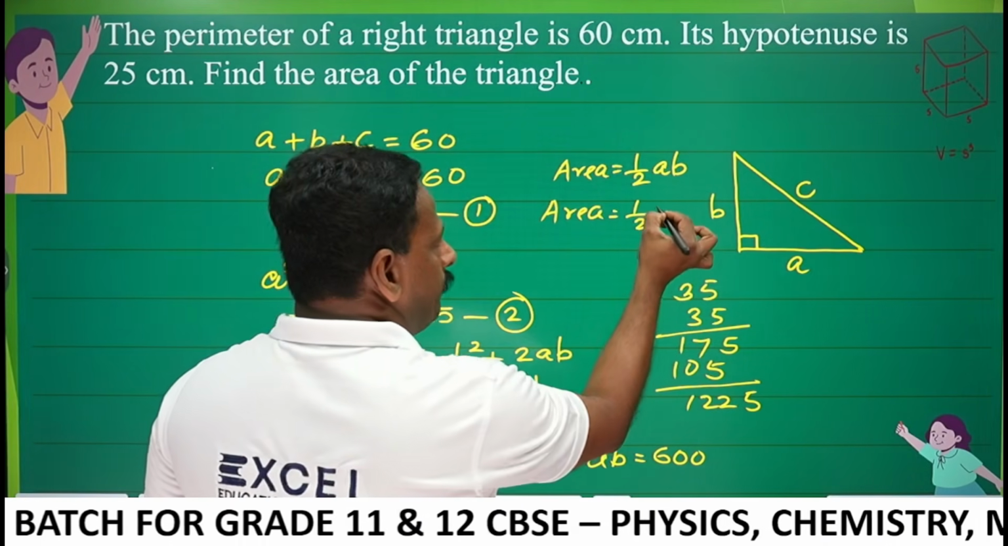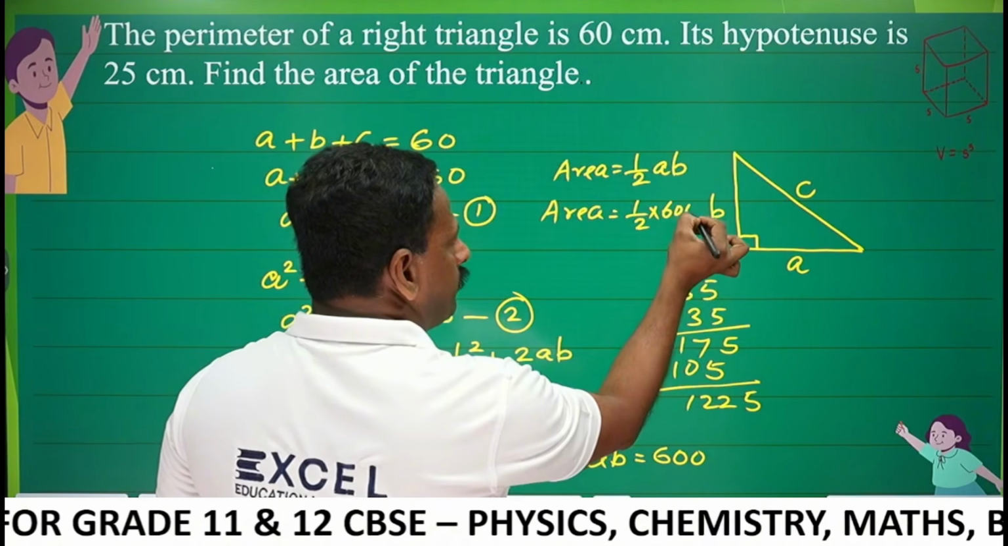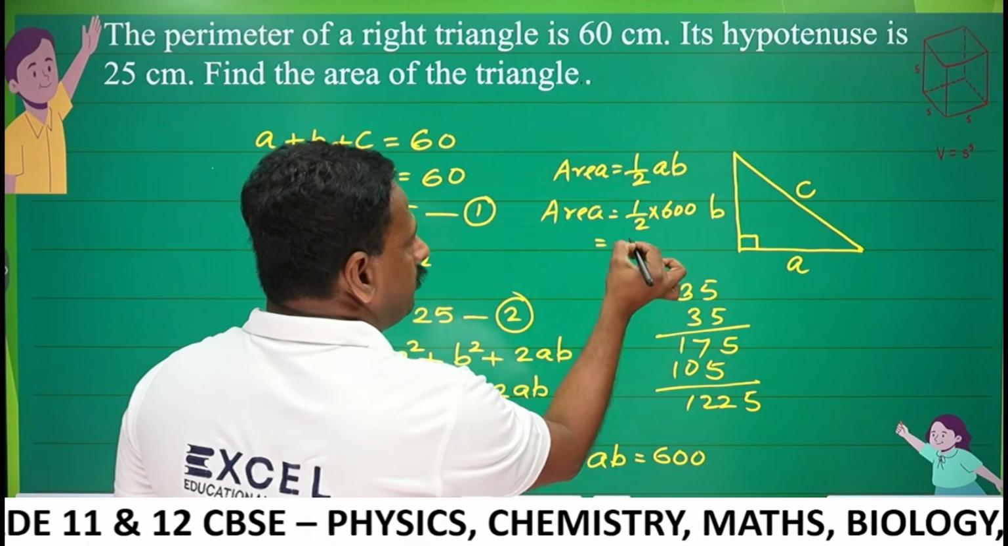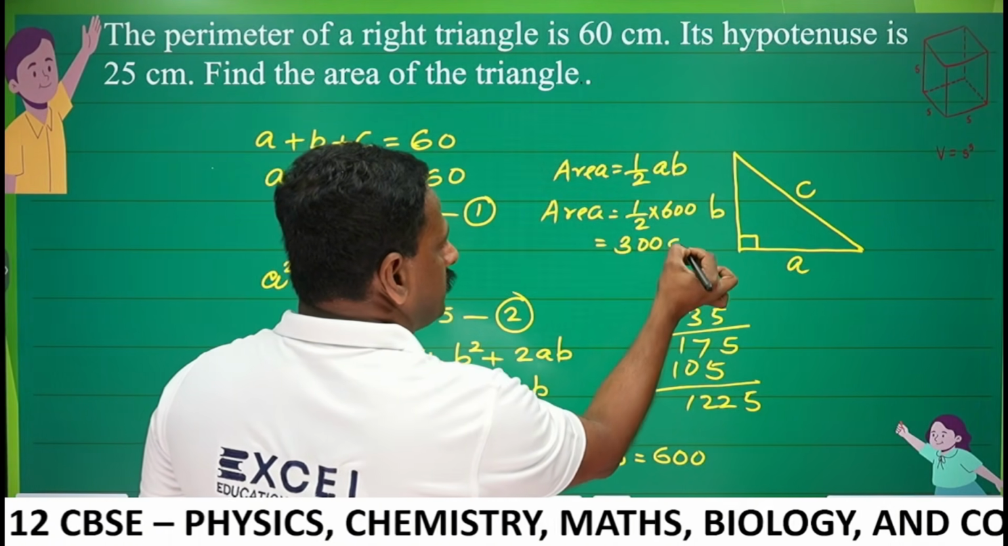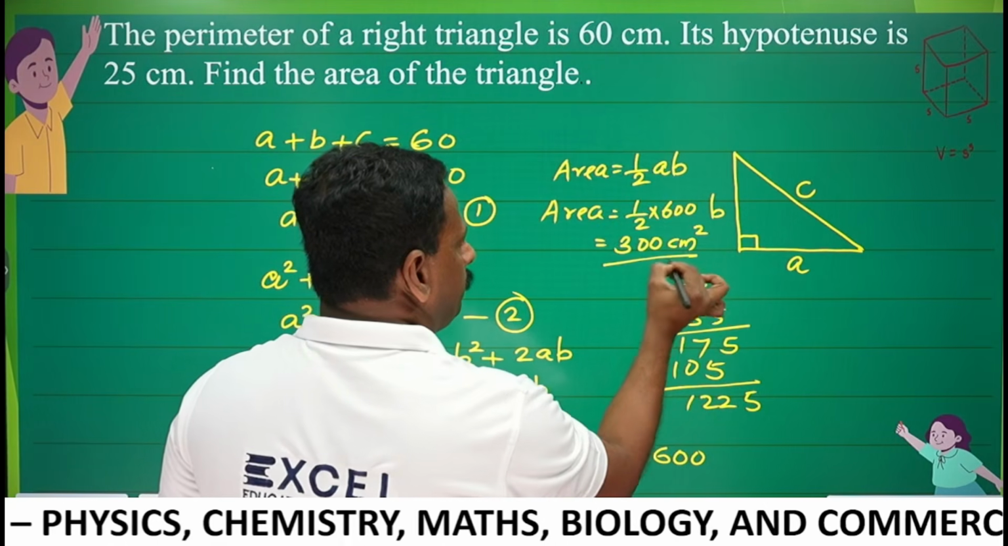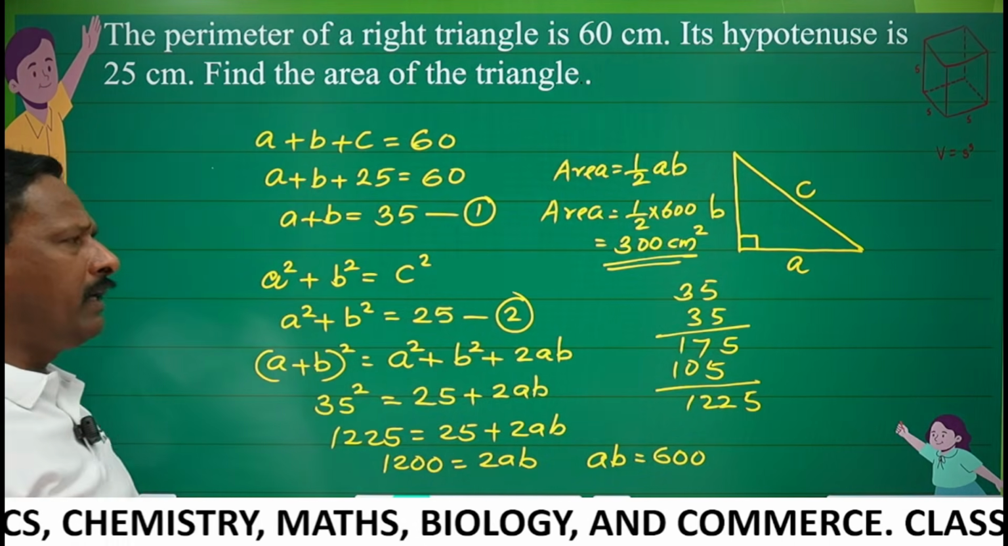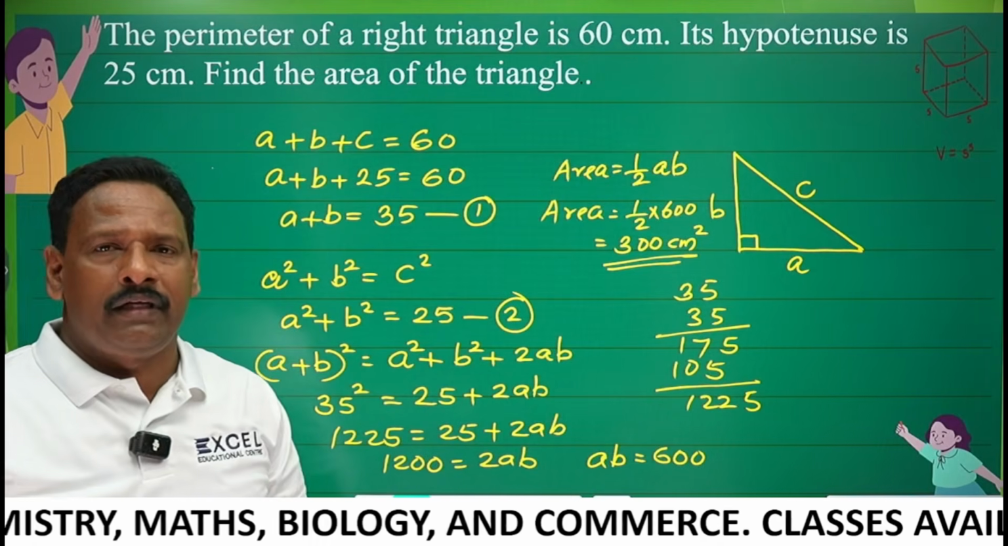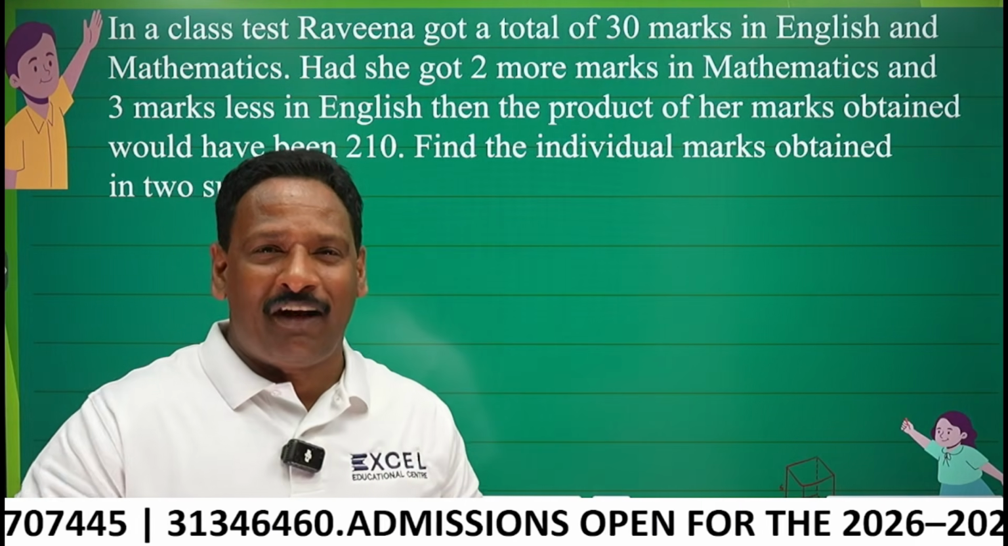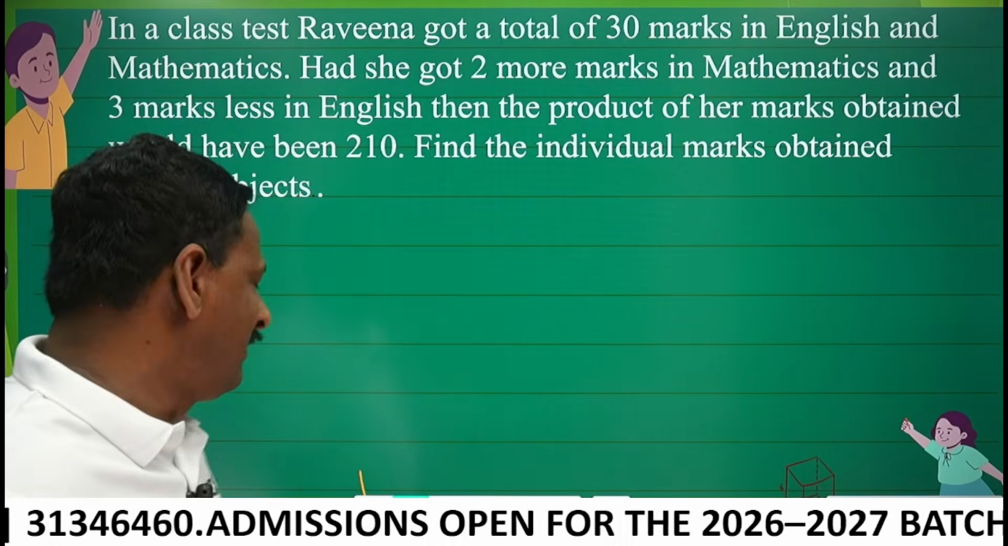AB is how much? 600. So half into 600, that is 300 centimeter square. So we got the area of triangle as 300 centimeters square. Okay, now we have the most interesting mark question.